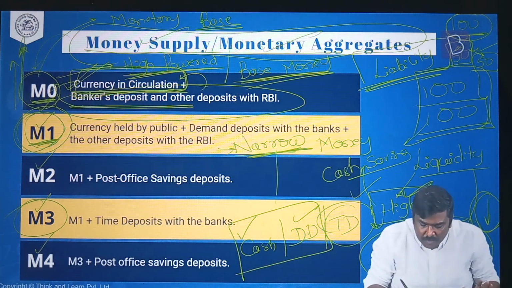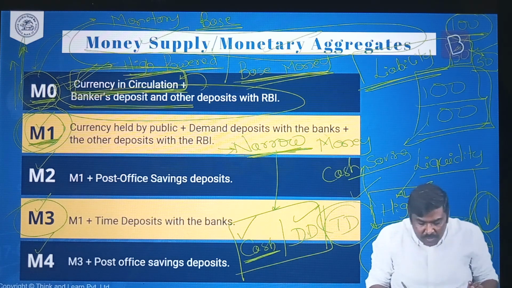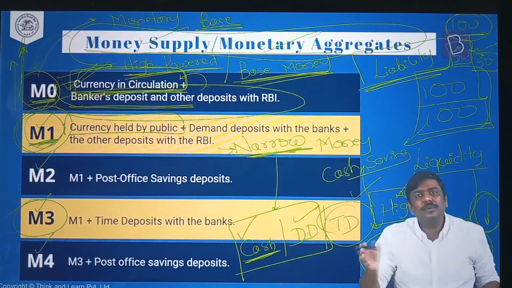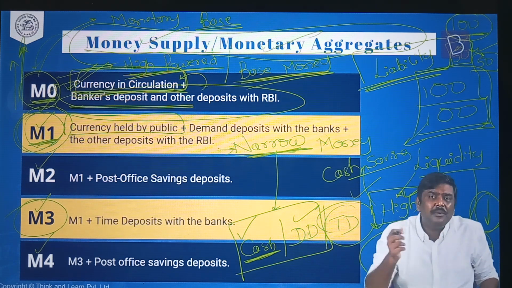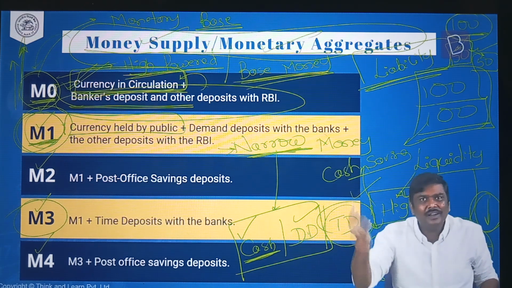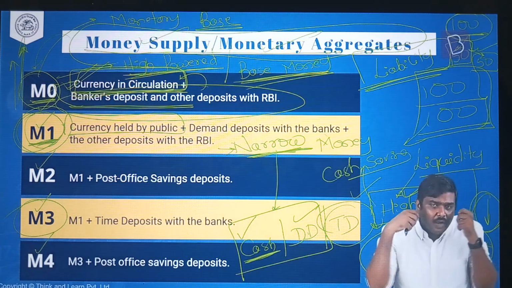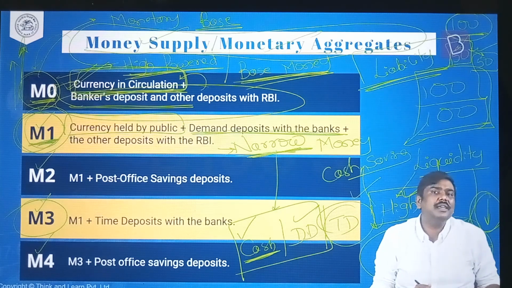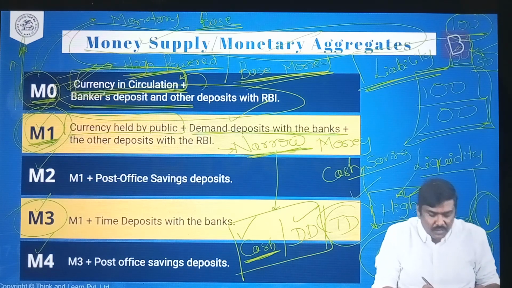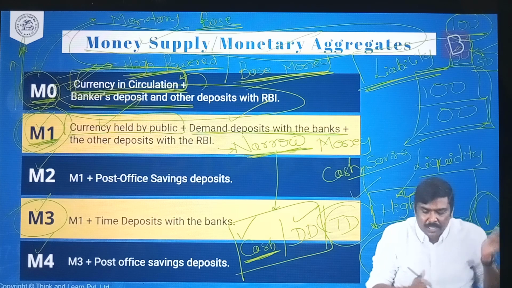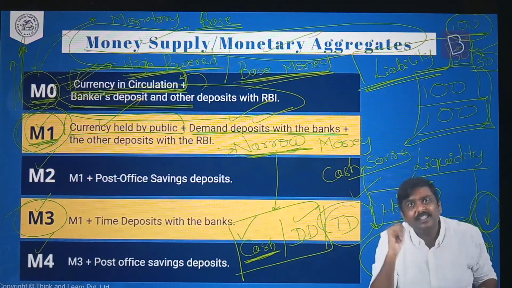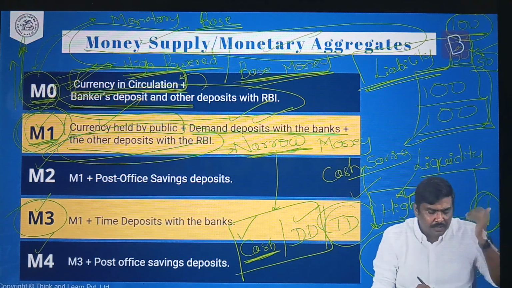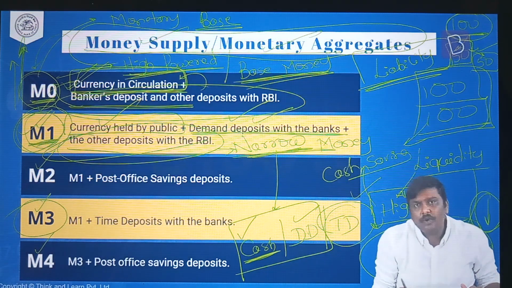When I talk about narrow money, I'll be considering the currency held by the public, that is 50 rupees held by me, and the remaining 50 rupees, let's say I put in a bank in the form of a demand deposit. As a result, it gets circulated and deposits are created again. Out of total deposits, how many are demand deposits in the banking sector? That will also be considered. So cash held by the public, demand deposits created in the banking sector, and finally any deposits held by RBI will also be considered. So M1 is called narrow money.